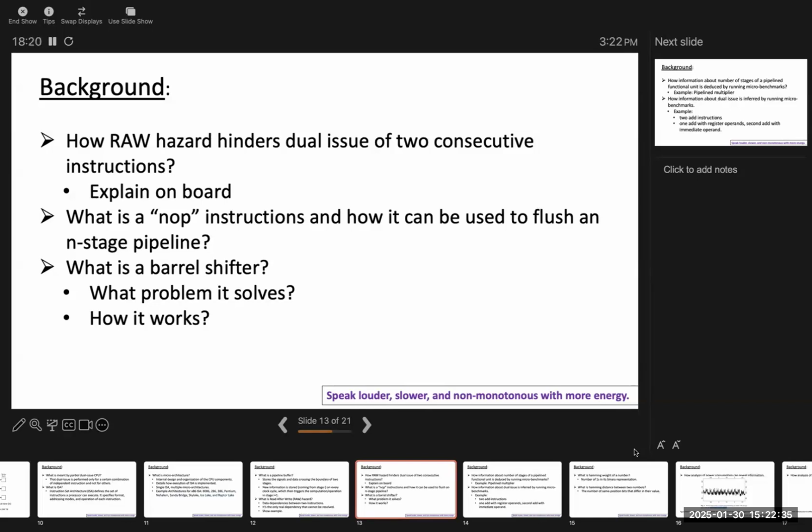Okay, barrel shifter. How many of you know the shift operation?